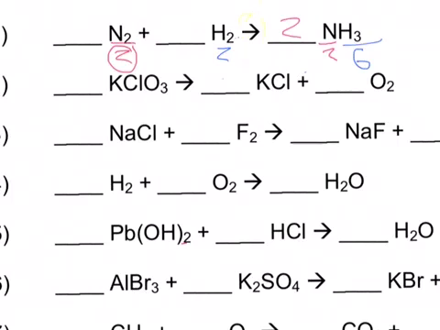Now you see that our nitrogens are balanced. We have 2 on either side of the equation, but we're still not balanced when it comes to our hydrogens. So using this 2, what times 2 equals 6? We need this to equal 6. That would be a 3, which means that's just a 1. So now our equation is balanced. We have 2 nitrogens on either side, and 6 hydrogens on each side of our equation.